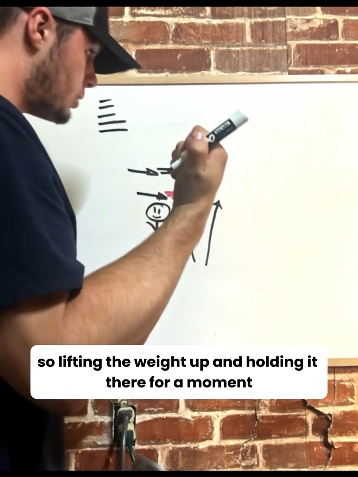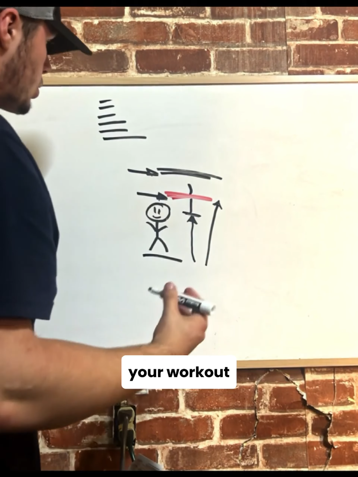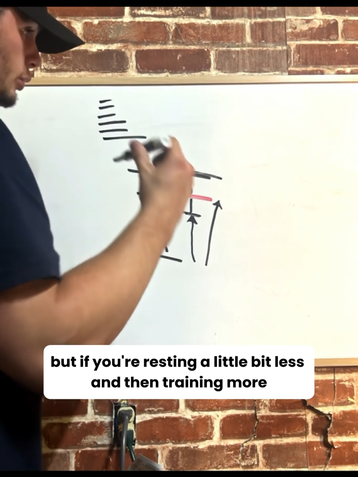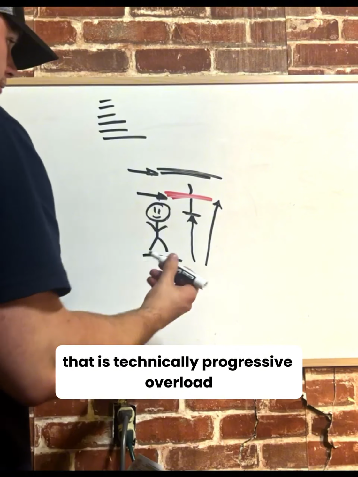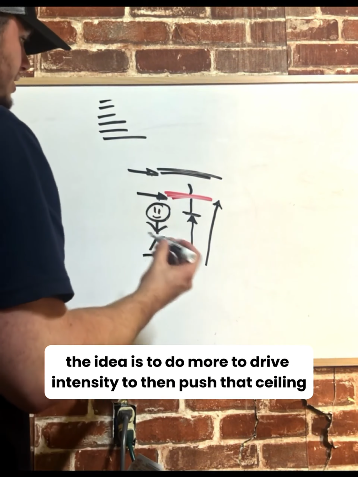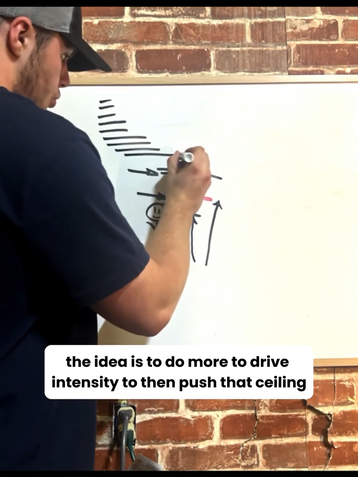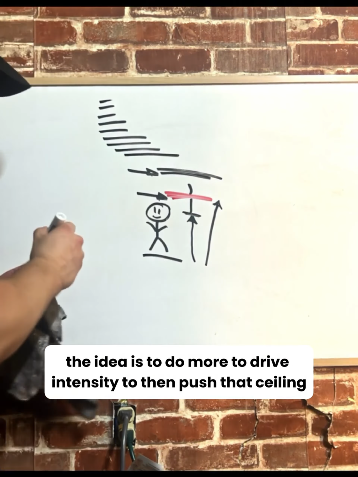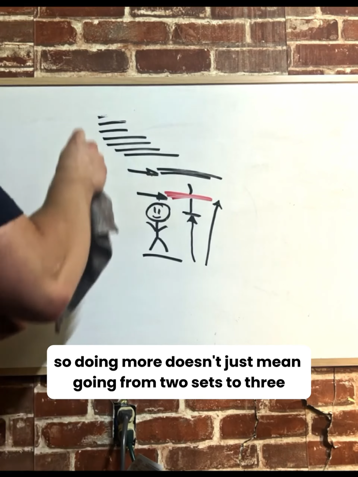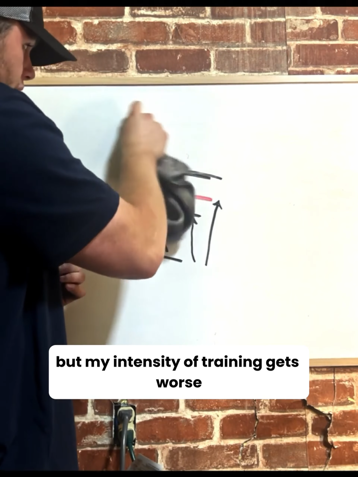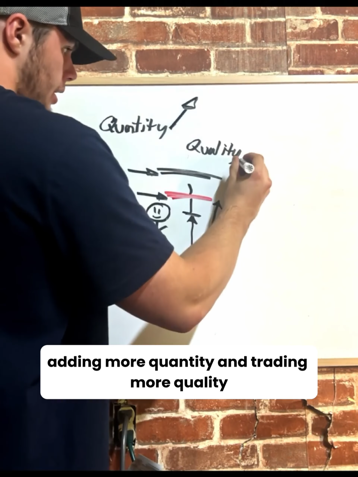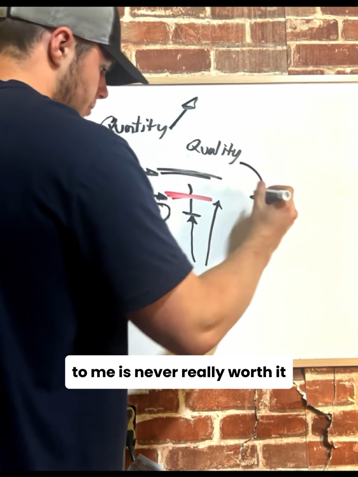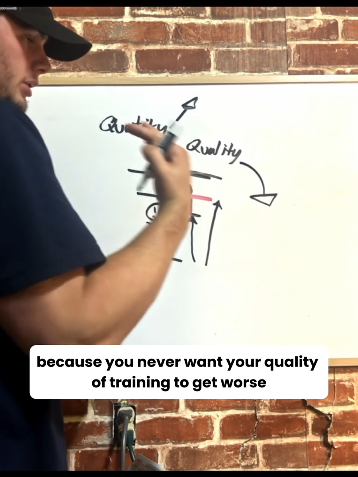I don't recommend doing this too often because you don't want to be running on fumes in your workout, but if you're resting a little bit less and then training more, that is technically progressive overload. The idea is to do more to drive intensity to then push that ceiling. So doing more doesn't just mean going from 2 sets to 3, but my intensity of training gets worse. Adding more quantity and trading more quality to me is never really worth it, because you never want your quality of training to get worse.